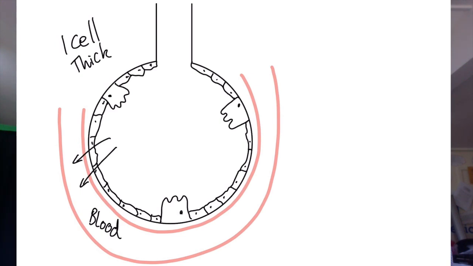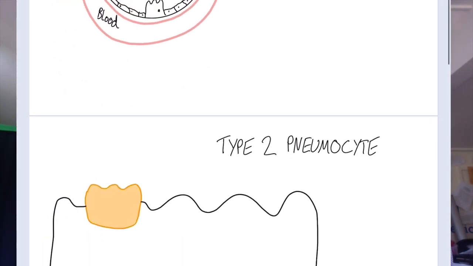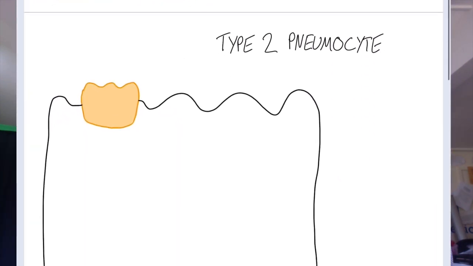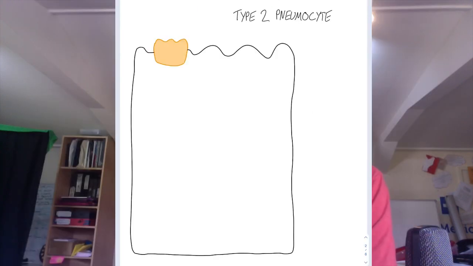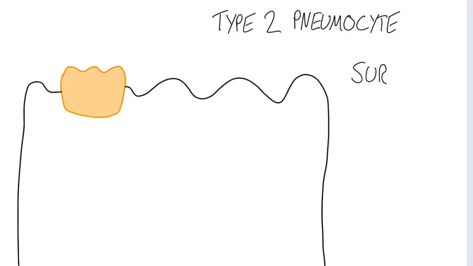The cells that we are really interested in are these big ones here. These cells are called type 2 pneumocytes, and I've drawn one here. You can tell I passed my art exams at university. I didn't really. This is our type 2 pneumocyte, and this is a special cell that lives inside the alveoli. Every alveolus has several of these in there. Their main function in your lungs is to produce something called surfactant.